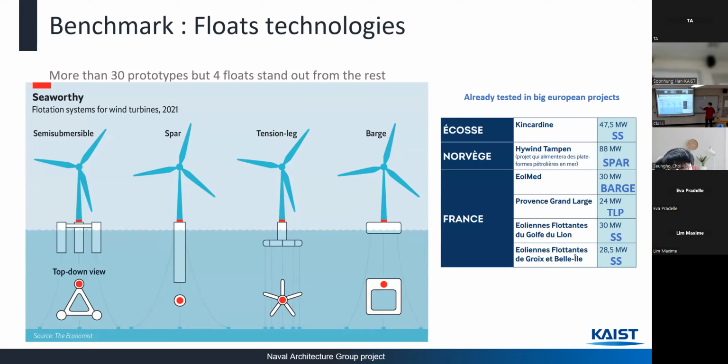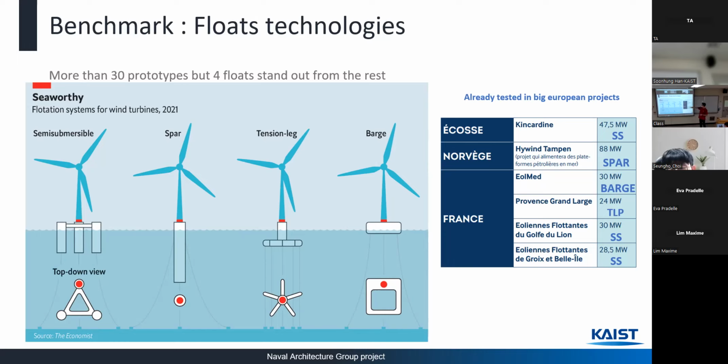For the floater, there are a lot of options. We saw that there are more than 30 prototypes, but really four floaters stand out from the rest. There is the semi-submersible, a floater with high stability. There is the spar, which is a huge cylinder with a low center of gravity. All of them are connected to the seabed with mooring. There is the tension leg, which has a high buoyancy, so the mooring lines are always in tension. And the barge, which, as you can see, is a square with a hole in the middle, the most compact form.